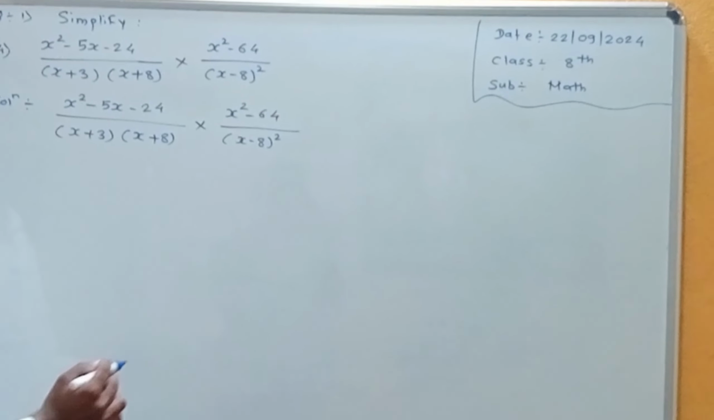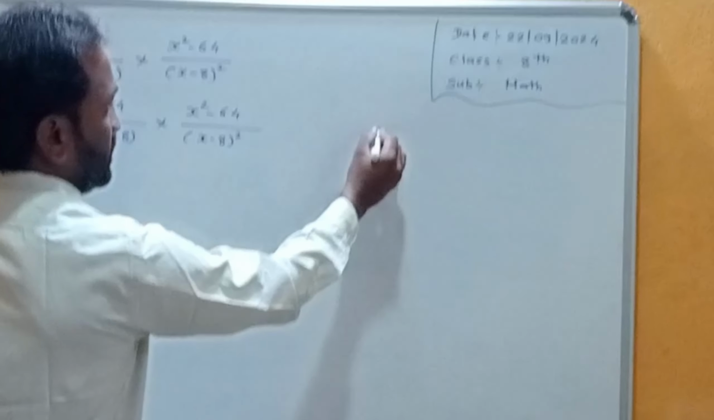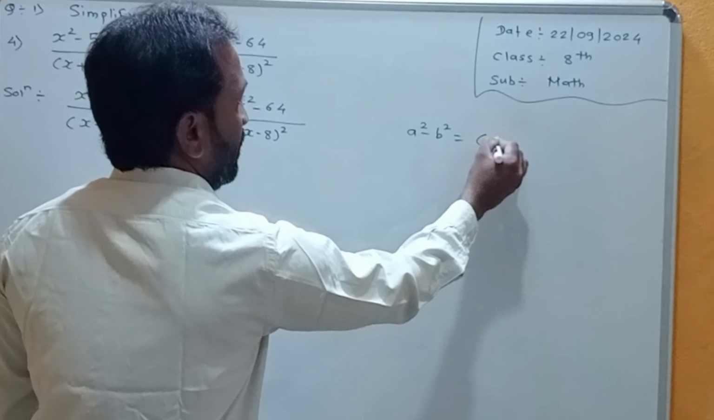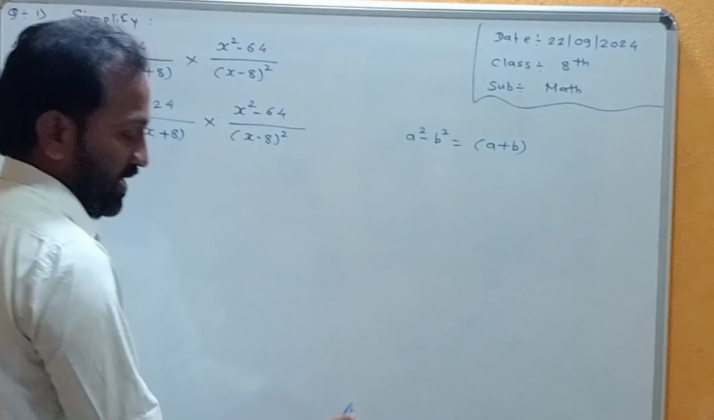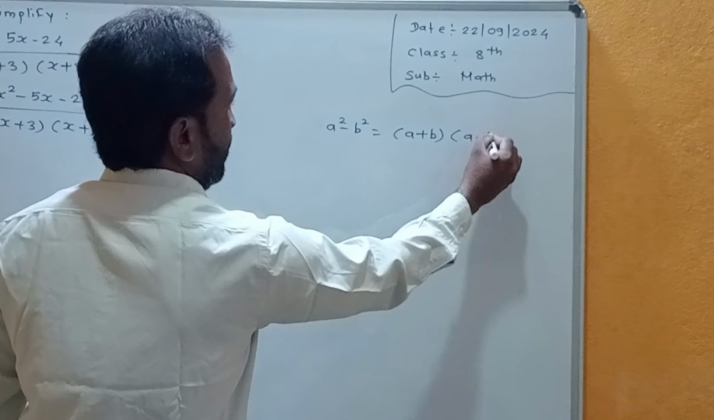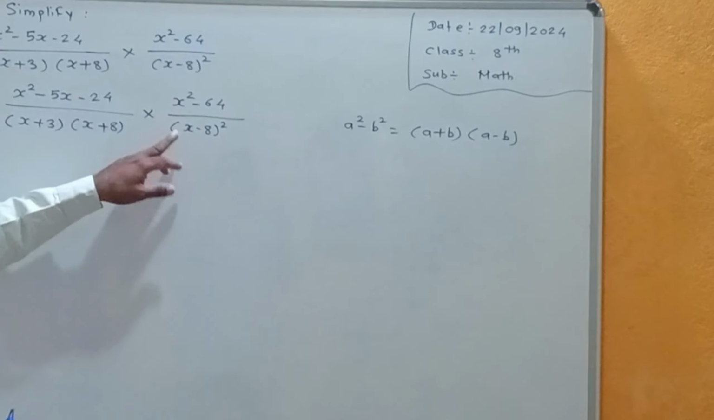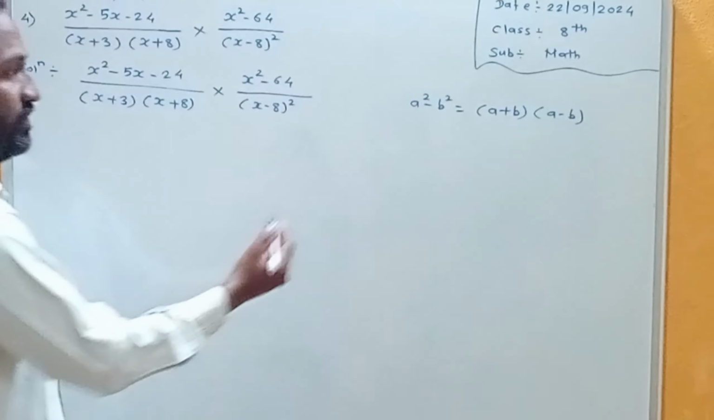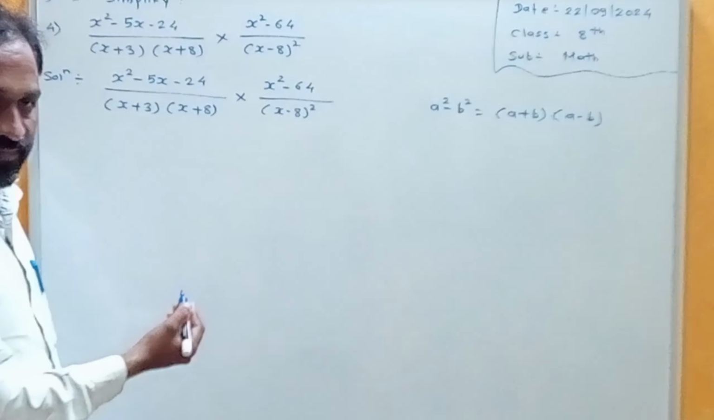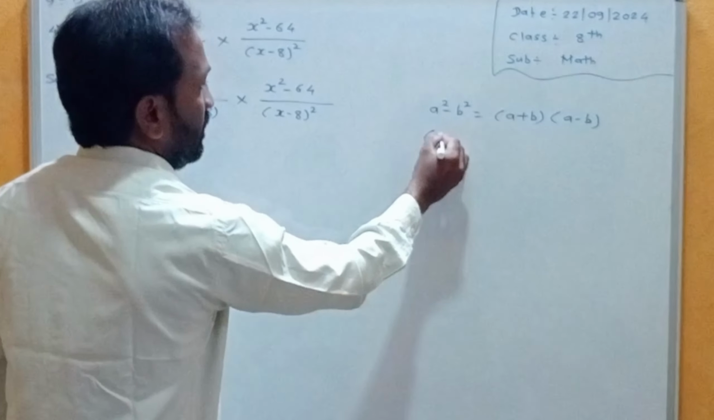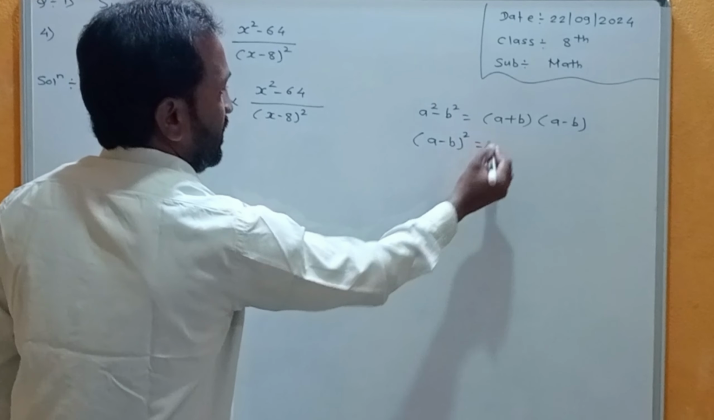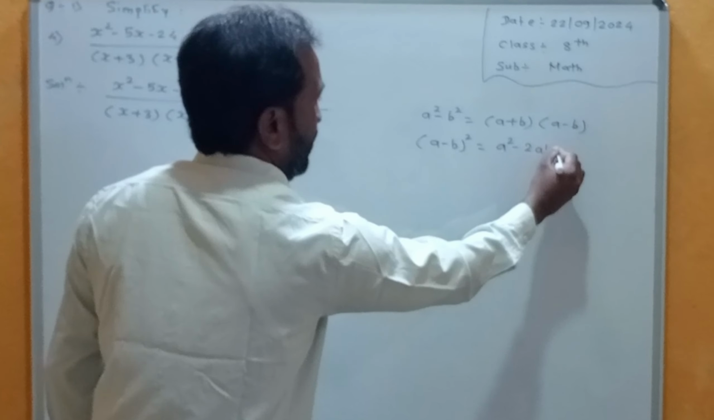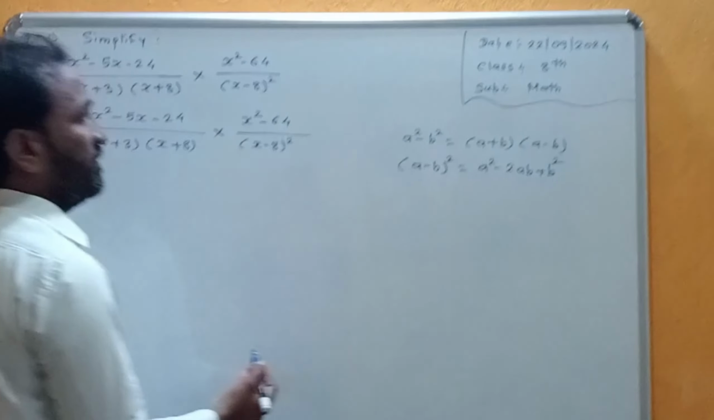So a² − b² is equal to (a + b)(a − b), and (x − 8)². What is the expansion formula? Tell me the expansion formula. (a − b)² is equal to a² − 2ab + b².